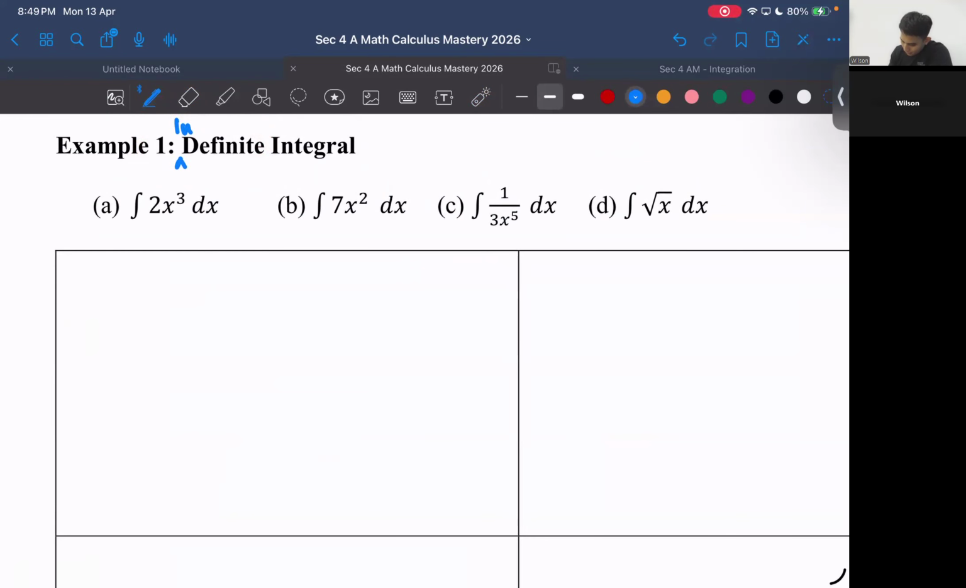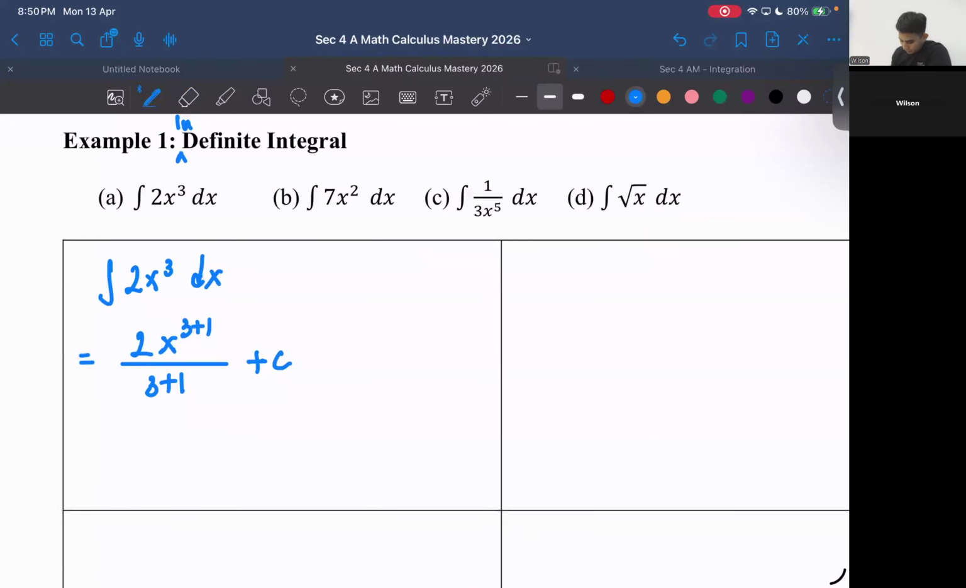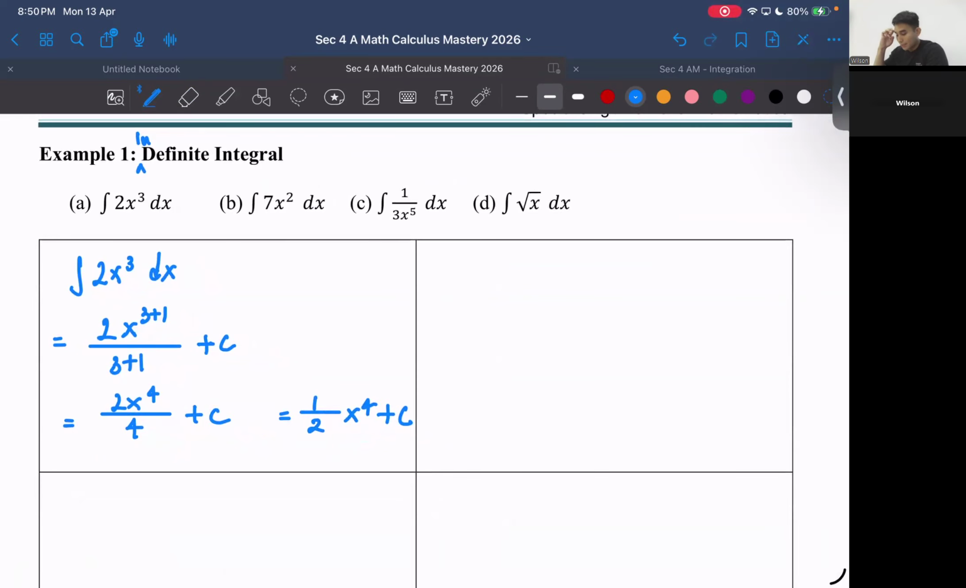So once again, if I integrate 2x cubed with respect to dx, just remember the coefficient, you leave it by itself. The power plus 1 divided by the new power. And remember the plus c. So this one will be 2x to the power of 4 divided by 4 plus c. So in this case, I will have half x to the power of 4 plus c. Okay, now your habit is now to plus c already. You are changing from differentiation to integration, so always remember to add your constants over here.